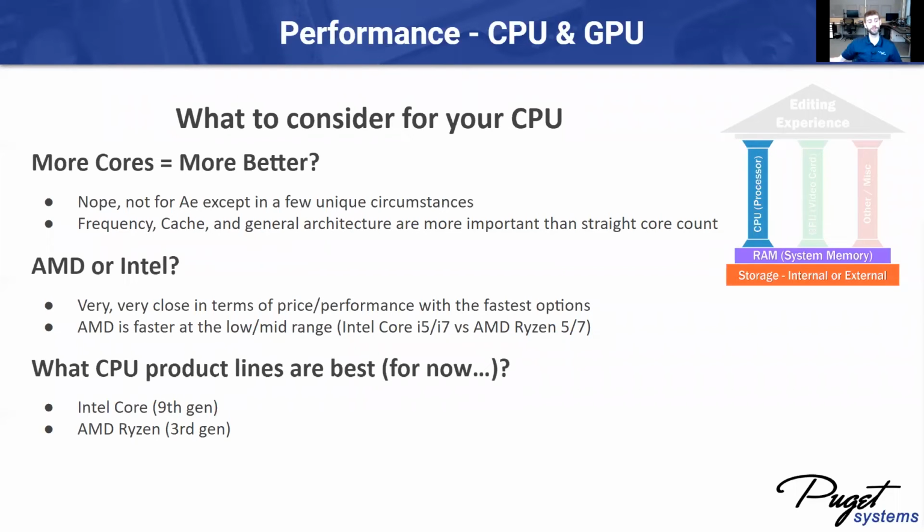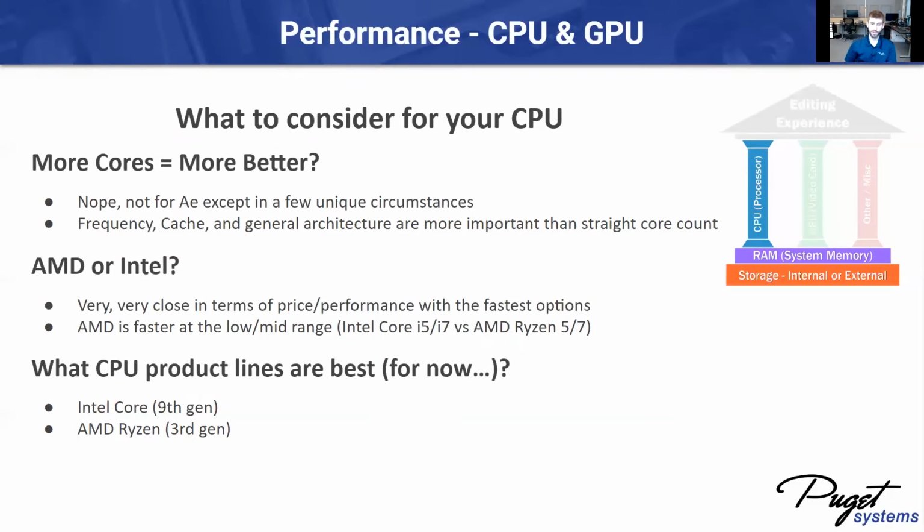But there are a whole bunch of product lines. Intel has their Core 9th gen, they've got their X series, they've got Xeon W and Xeon SP and all this other stuff. AMD has a whole bunch too: they've got their Ryzen, Threadripper, and Epyc, which is their server stuff. But it's mostly 2 product lines that we focus on: the Intel Core, the 9th gen, and the AMD Ryzen, which is currently 3rd gen.